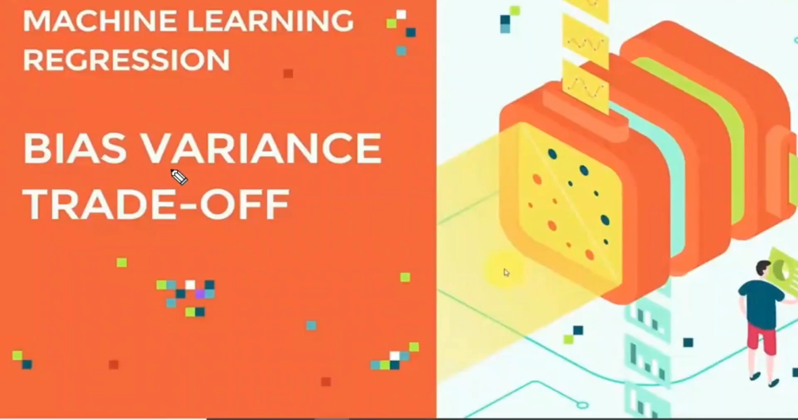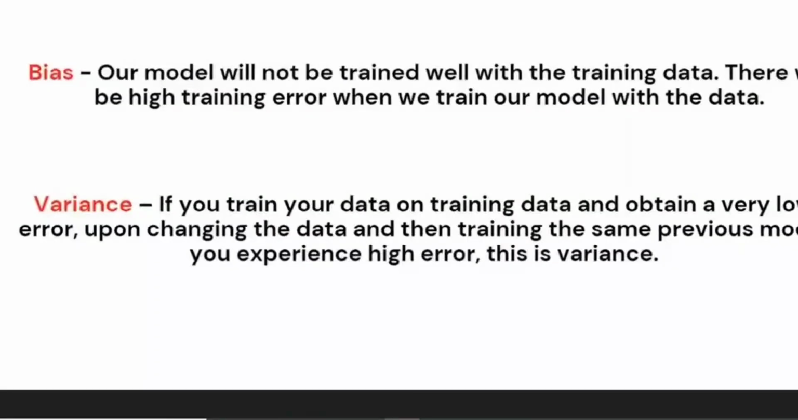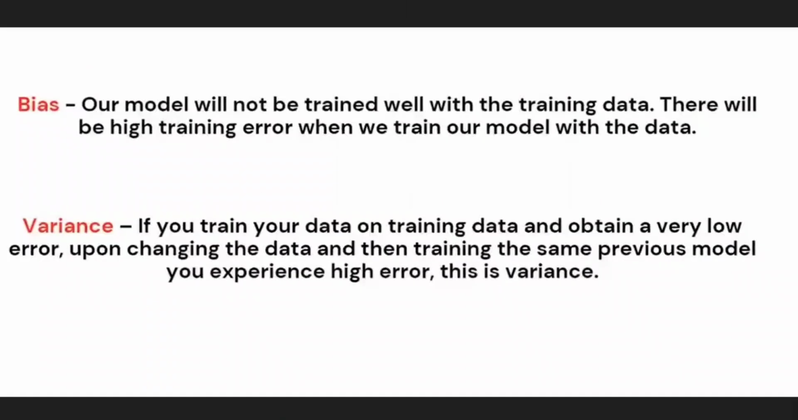Overfitting is called a variance problem. Underfitting is called a bias problem. So now you will understand the difference very clearly. Bias means our model will not be trained well on the training data. It will not perform very well on the training data, and there will be a high training error when the model is trained with the data.